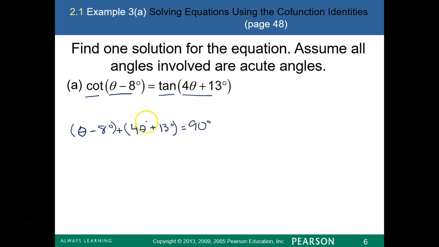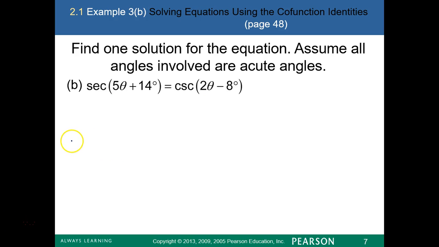Now, just do the math. You can drop the parentheses there and add up all like terms. So we get 5 theta is equal to 85 degrees. Divide by 5 and we will get theta is equal to 17 degrees. And we're done.